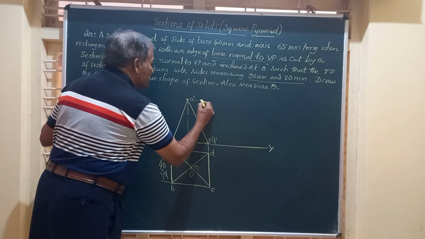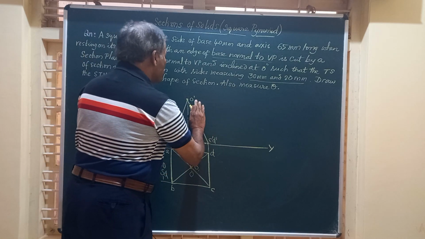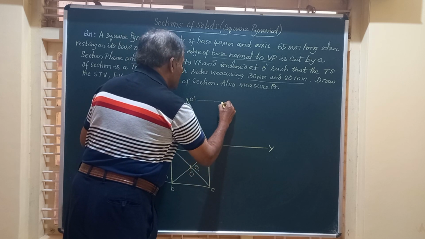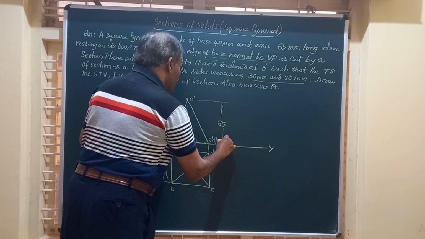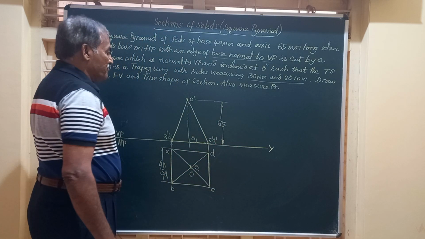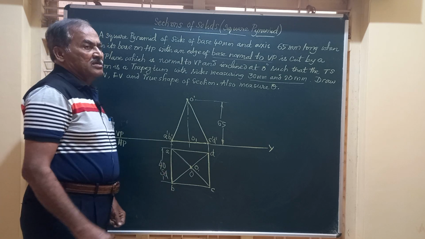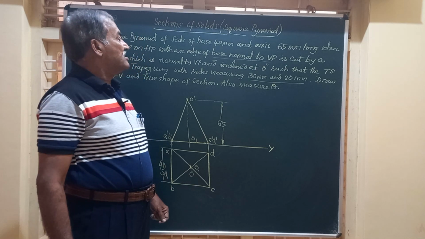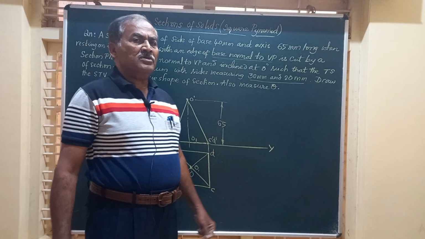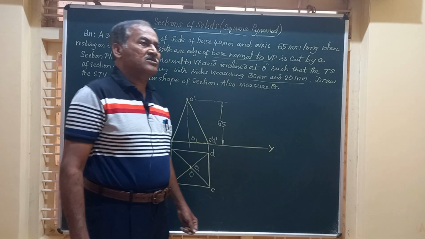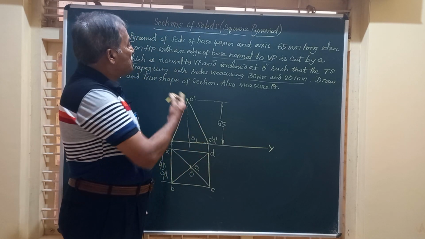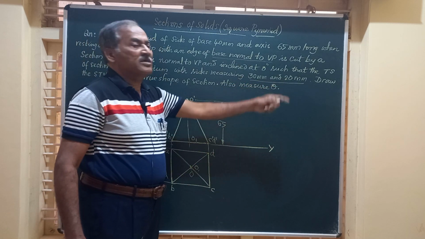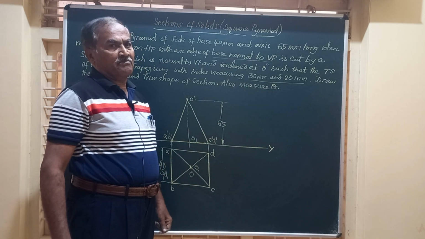Friends, the height of this solid is given to be 65. So I am going to mark 65. The length of the axis or height of the solid is 65. Friends, we have the front and top views of the solid to the given orientation. Now friends, it says it is being cut by a section plane such that the true shape you get is going to be a trapezium with these dimensions 30 mm and 20 mm.